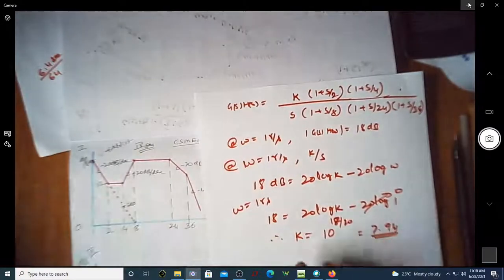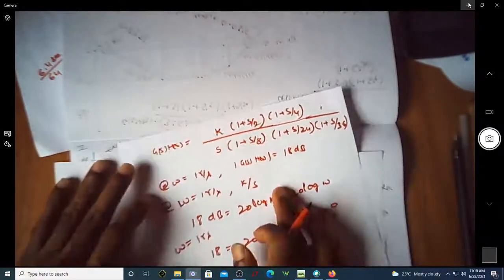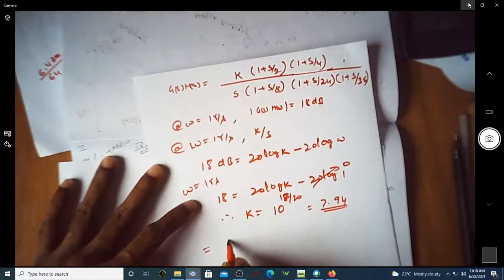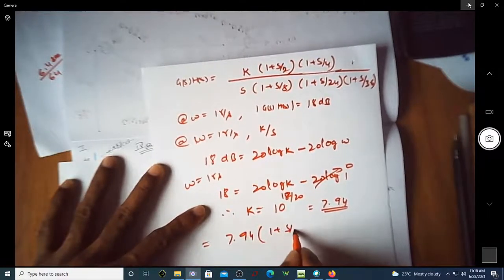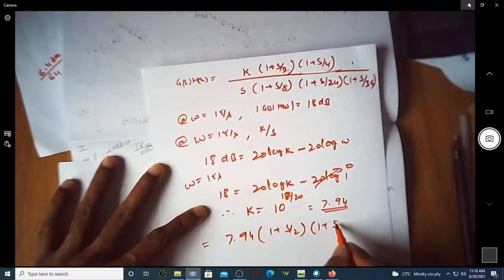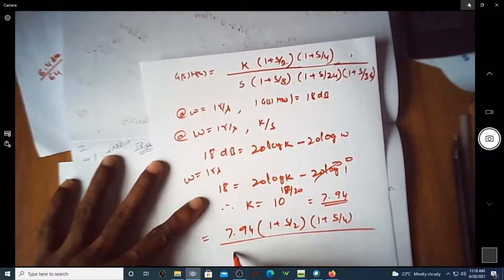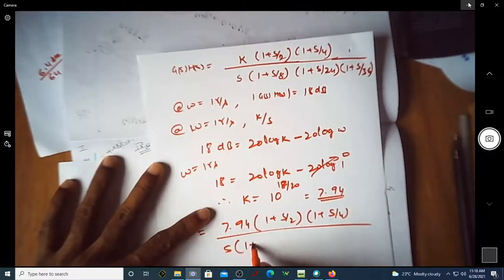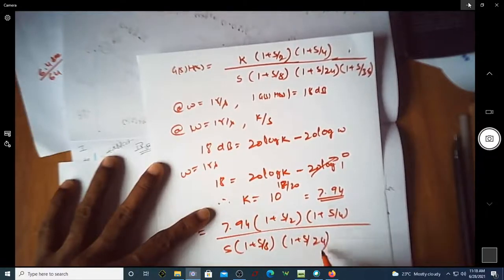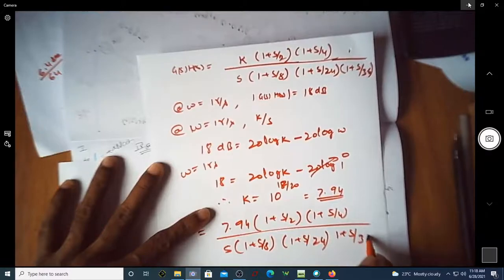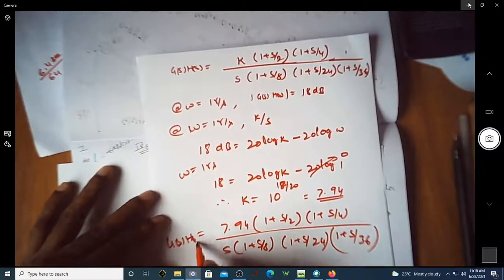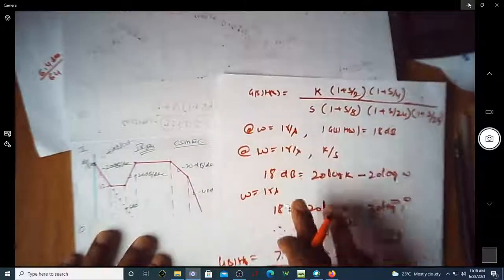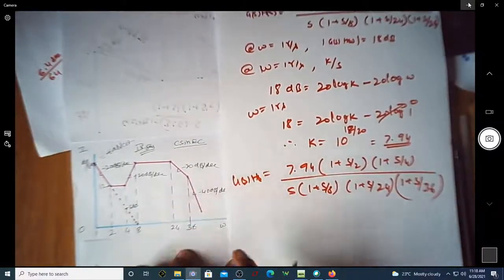So that is the value of K. I can write the overall transfer function as 7.94 into (1 plus s by 2)(1 plus s by 4), then you have a pole at the origin, (1 plus s by 8)(1 plus s by 24)(1 plus s by 36). So this is the open loop transfer function for this magnitude plot.